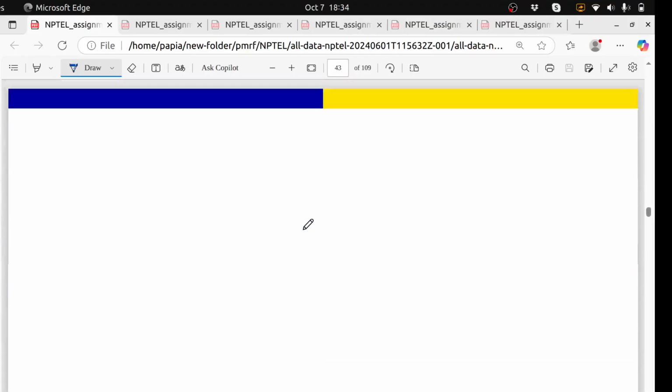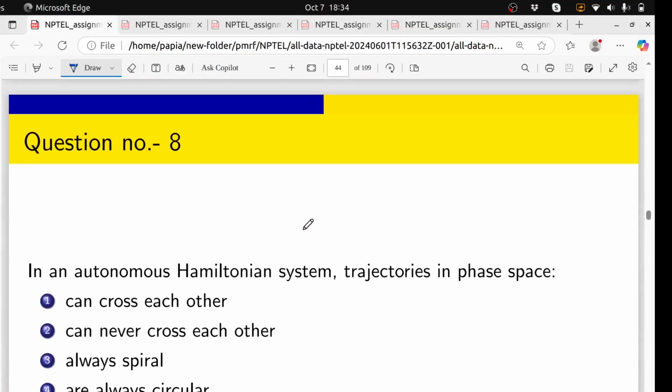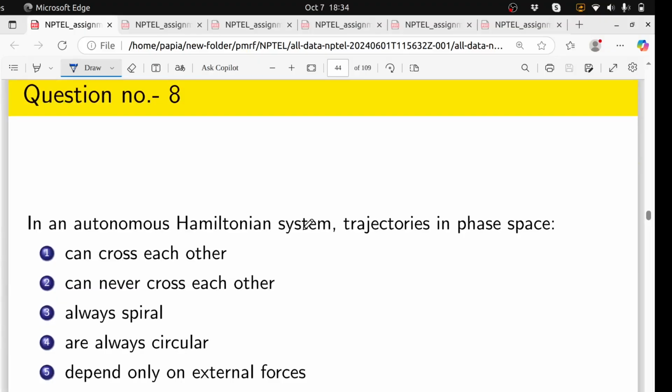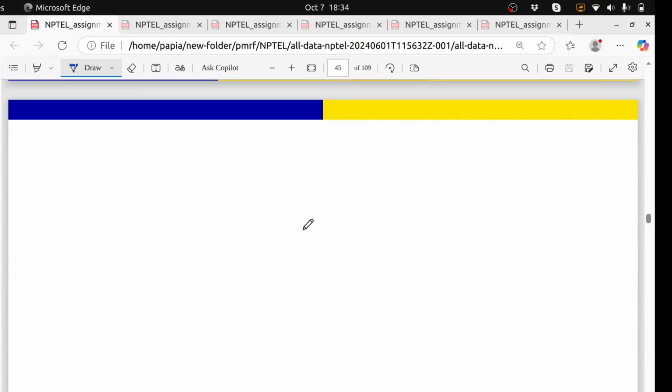Now coming to the next question. In an autonomous Hamiltonian system, trajectories in phase space are what? Yeah, this is the extension of the previous question. So in the autonomous Hamiltonian system, how does the trajectory in phase space behave? Okay.